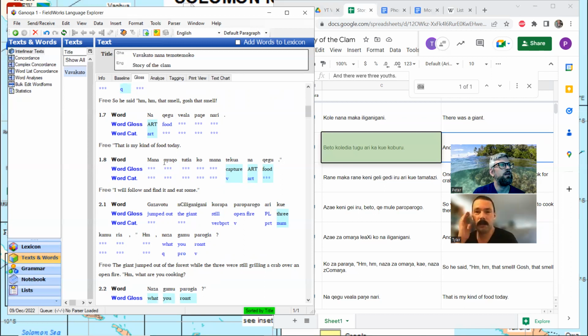These were some examples you had in your doc. Mana. Capture the food. Tutia. Did we see any tuti? That with that ia ending looks verb-like to me.